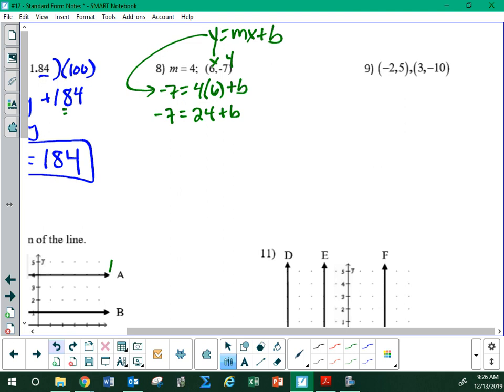Now we just solve for b. Negative 24, negative 24. Alright, what is negative 7 minus 24? Who can impress me? Or use your calculator. Negative 31.